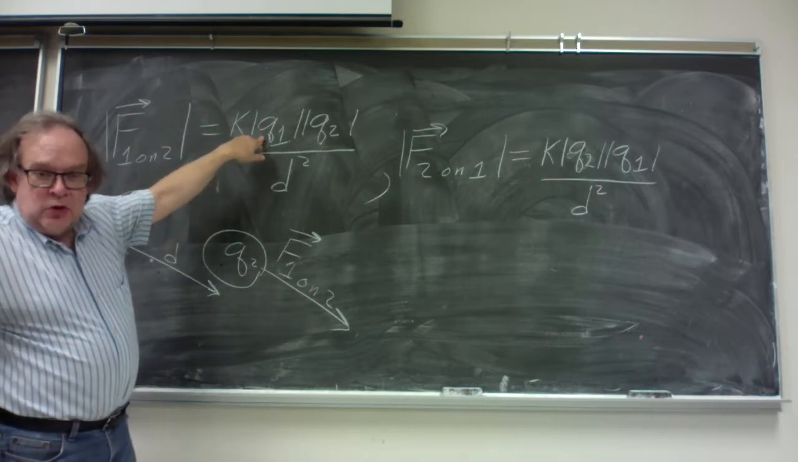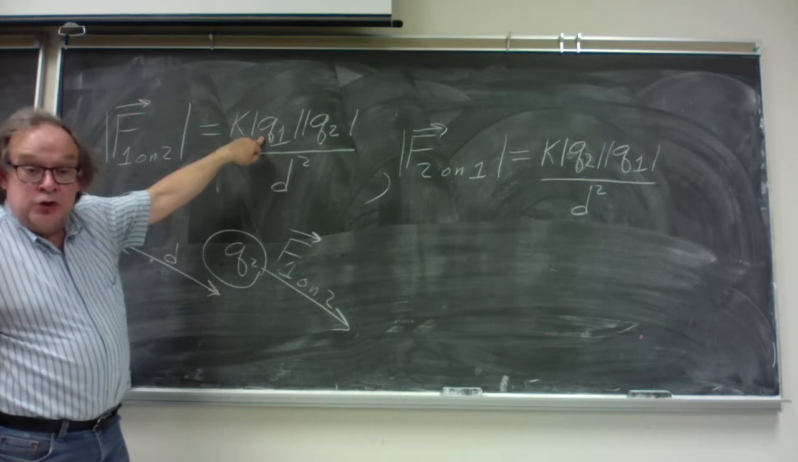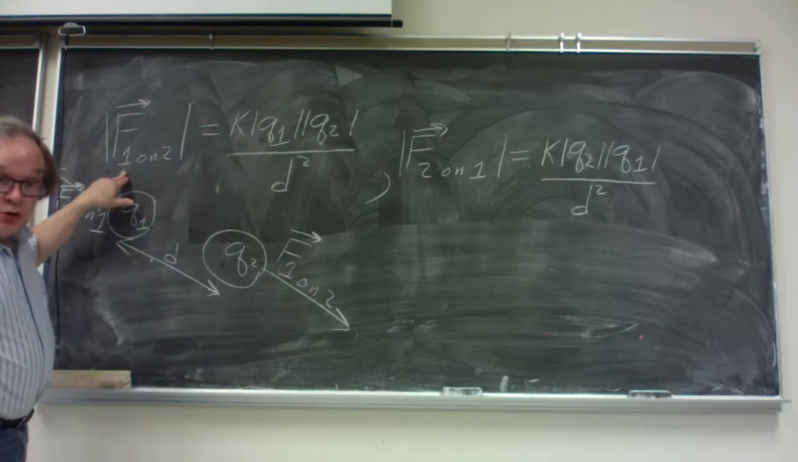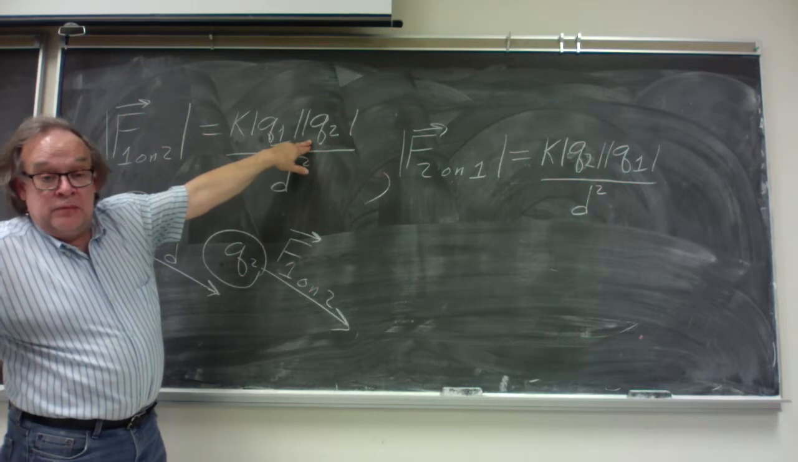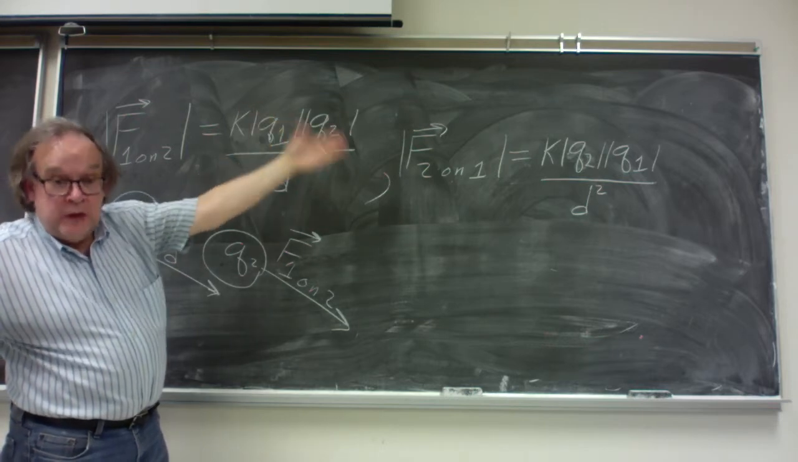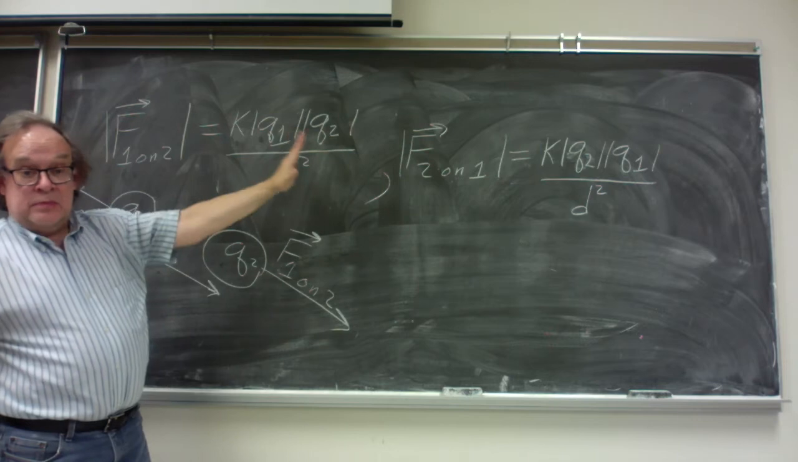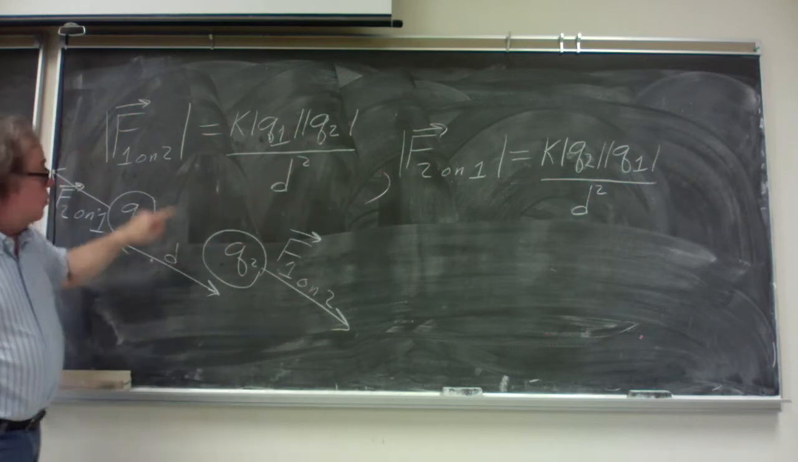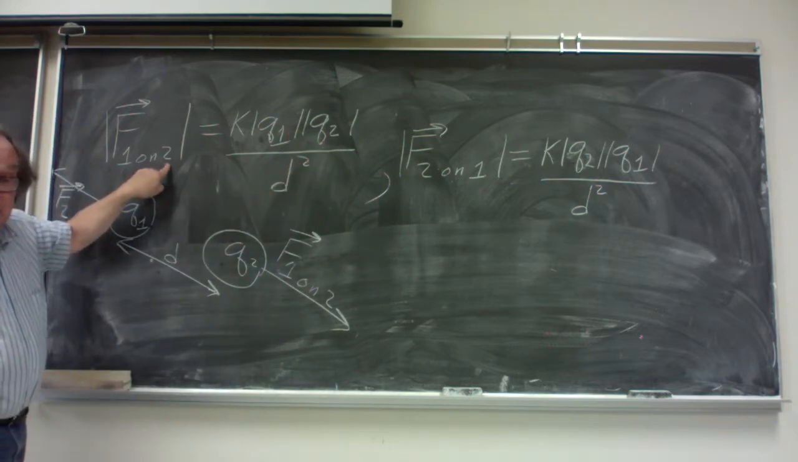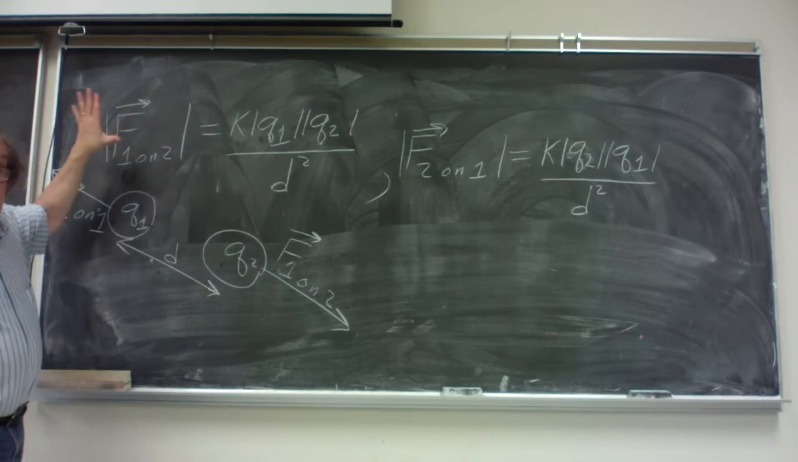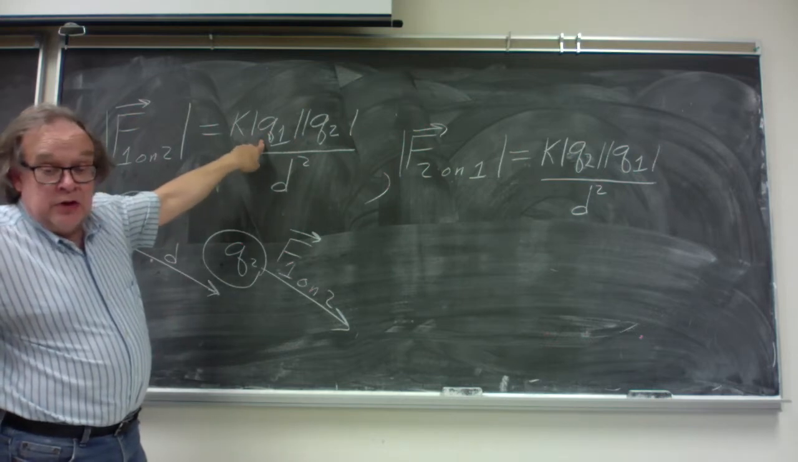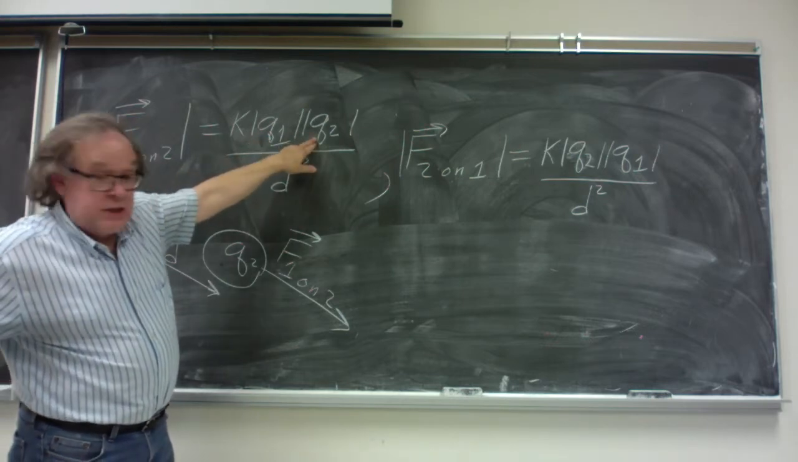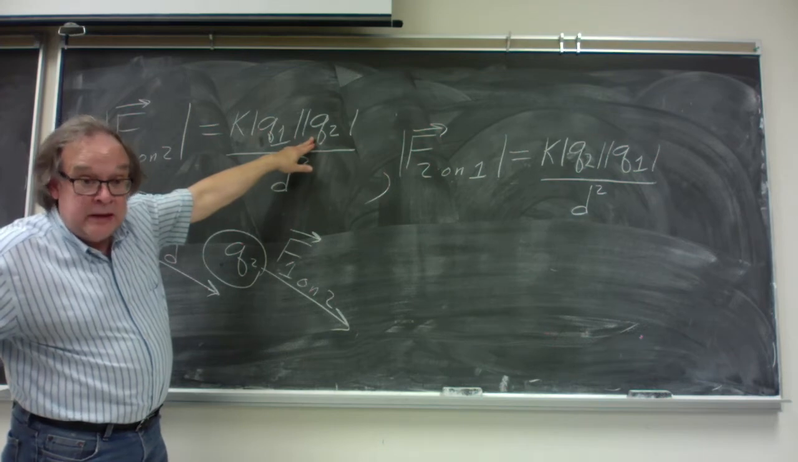In this slot goes the magnitude of the source of the force, charged object 1, and then in this slot goes the magnitude of the charge on the thing that's feeling the force. Right? This is an equation for the magnitude of a force on 2. Object 2 feels this force. So this is the slot for the charge that is the source. This is the slot for the charge that is feeling the force.